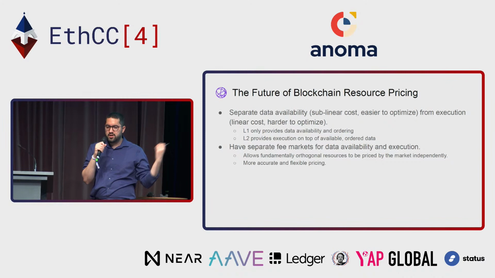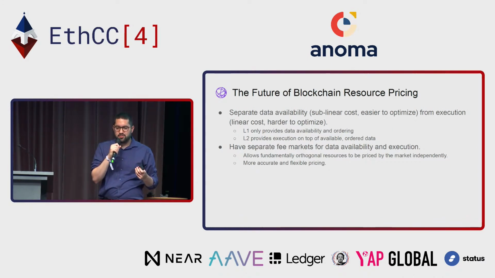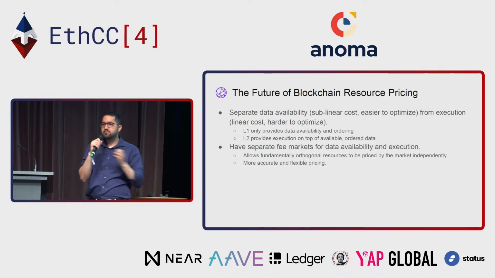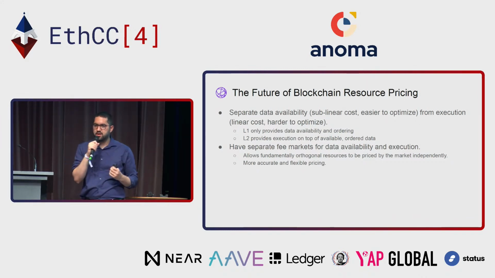So what's the future of blockchain resource pricing, in my opinion? This is the last slide. If we separate data availability, which, thanks to data availability sampling, could have some linear cost, and it's much easier to optimize because you're just doing one thing, you separate data availability from execution, and execution happens at layer 2. This is just strictly better than the status quo of doing data availability and execution all on a single layer and all under a single metering scheme.